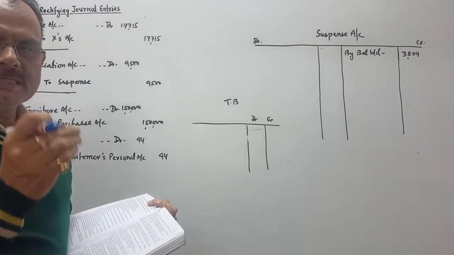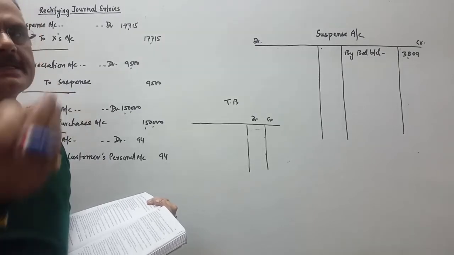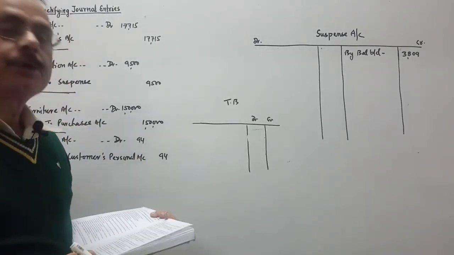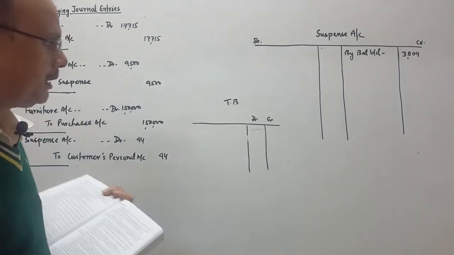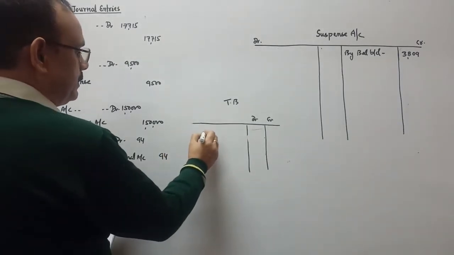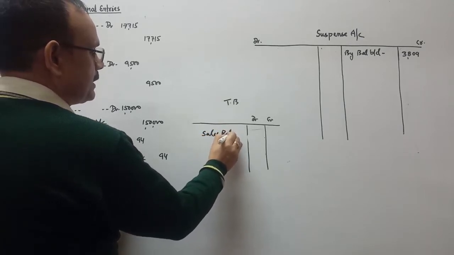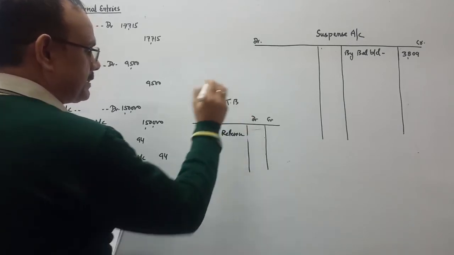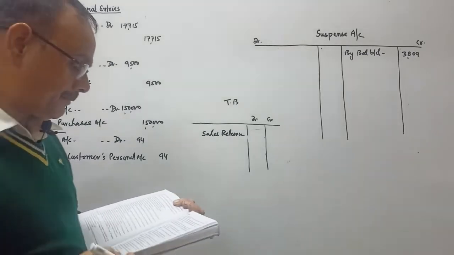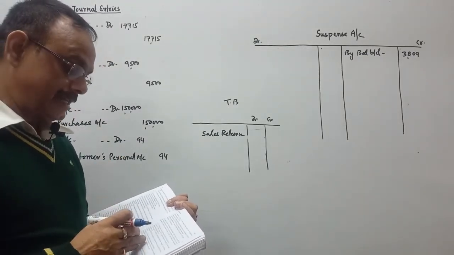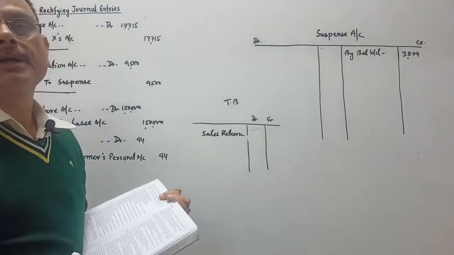Inward return means sales return, and outward return means purchase return. Inward return means sales return has been added rupees 900 short. I directly want to see this one in the trial balance. Sales return, okay. Inward return means sales return has been added 900 short.